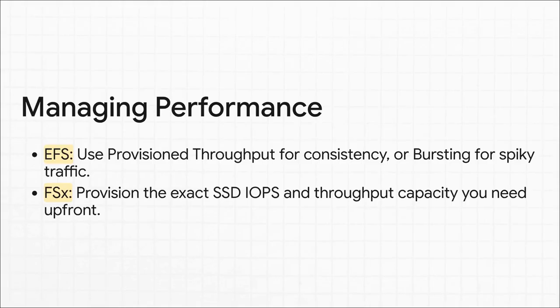And you get to control the performance too. With EFS, you can just use the default bursting mode, which is great for unpredictable traffic. Or, if you need guaranteed speed, you can pay for provisioned throughput. With FSx, it's even more straightforward. You just tell it exactly how much throughput and how many IOPS you need right when you create it.